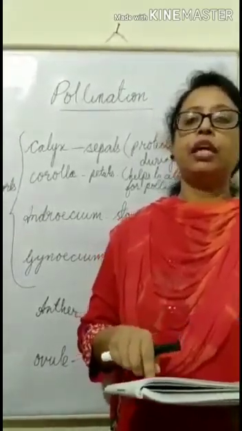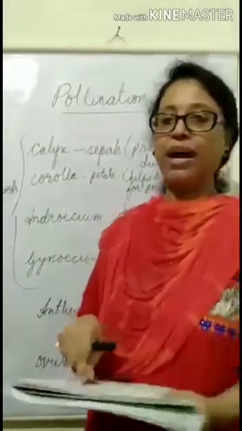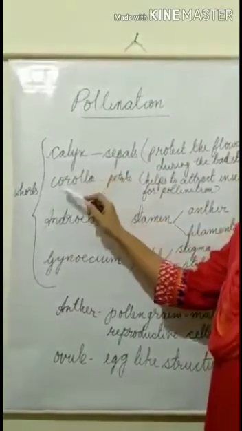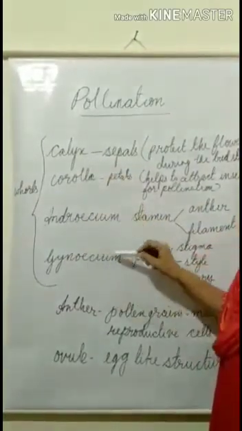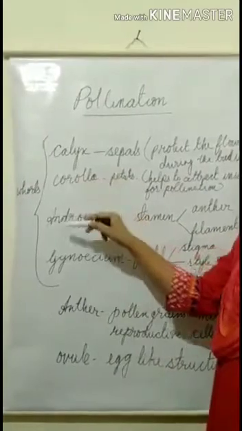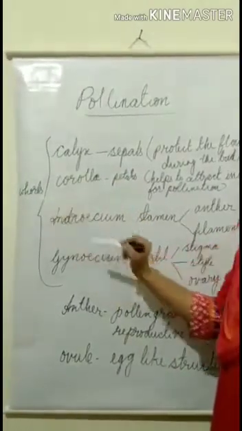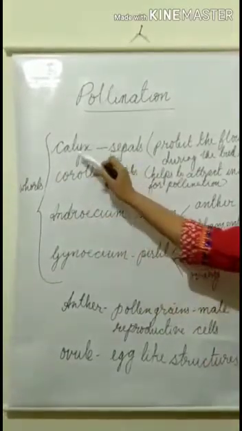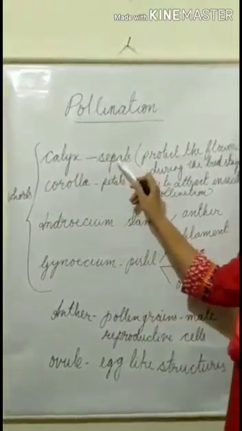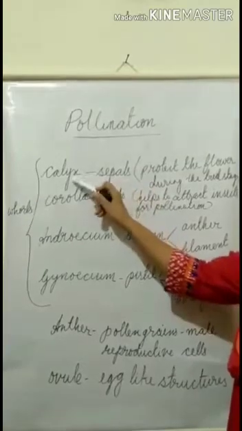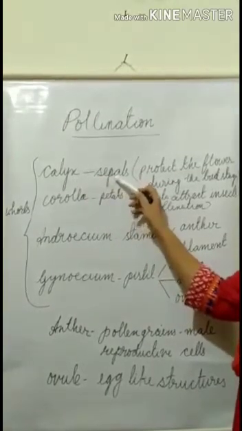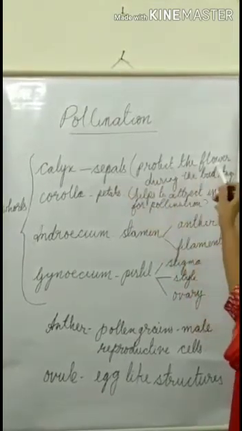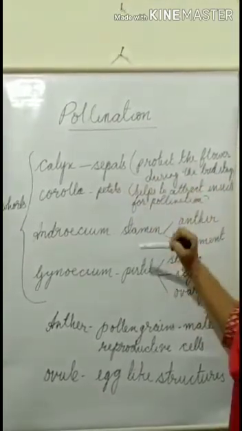Okay? Then a flower has four parts. They are calyx, corolla, androecium and gynoecium. These four parts are called the four walls of a flower. First, calyx. Calyx consists of sepals. This is the first wall of the flower. It is leaf-like structures, green leaf-like structures. Its function is to protect the flower during the bud stage.